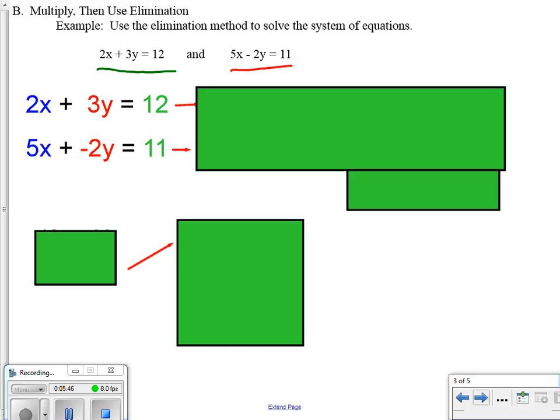Now, we can notice already that nothing matches up. 2 and 5, 3 and negative 2, 12 and 11, nothing really matches up. So that doesn't necessarily help us.